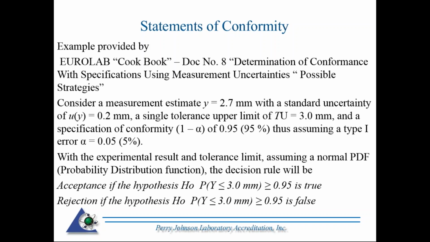So I have an example here, and actually I want to give credit to the Eurolab Cookbook document number 8, which is determination of conformance with specification using measurement uncertainties, possible strategies. A colleague of mine sent me the series, and I found it to be an excellent resource for looking at the new standard and at their interpretation of the requirements, giving some good examples. I know that it's available online. I'm sorry, I don't have the web address here, but it's a whole series. It's just not pertaining to compliance with the specification.